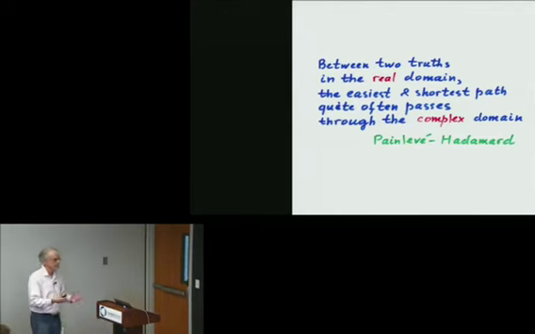Complex dynamics, holomorphic dynamics, is a classical field, which was founded in the beginning of the 20th century by Fatou and Julia, but it existed completely separated from the mainstream of dynamics. Absolutely, from the Smale, Anosov, Sinai development, complete separation. And in the 80s and 90s there was a merge, and this merge fully justified the principle by Painlevé and Hadamard: between two truths in the real domain, the easiest and shortest path quite often passes through the complex domain. So let us try to take this shortcut through the complex domain.